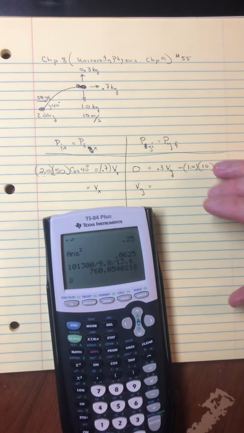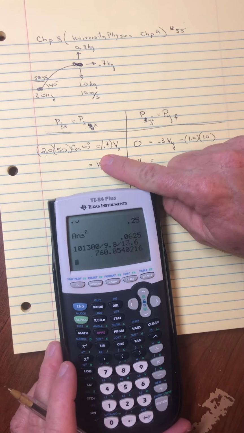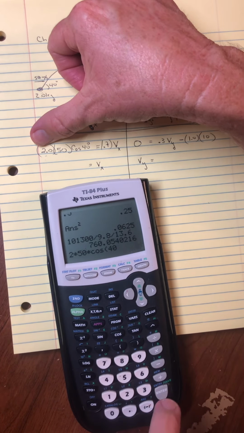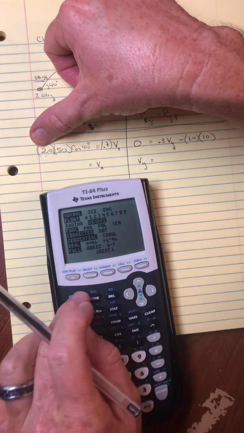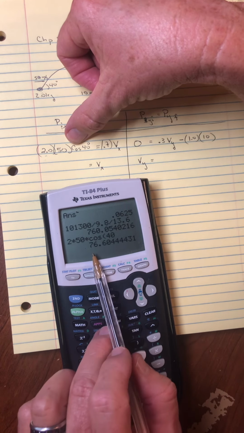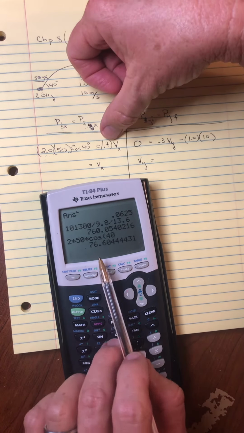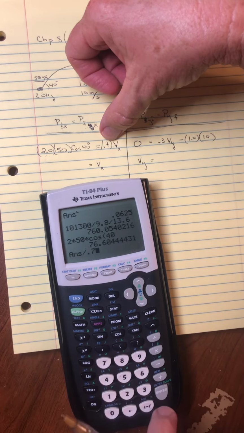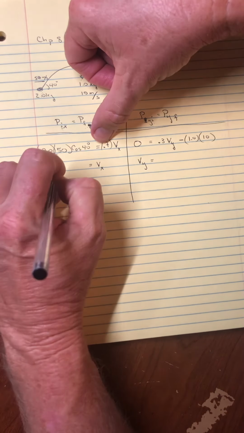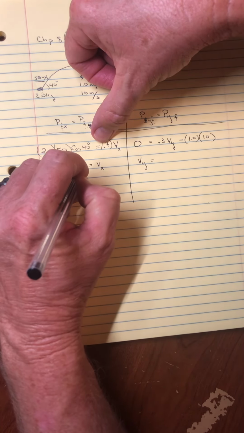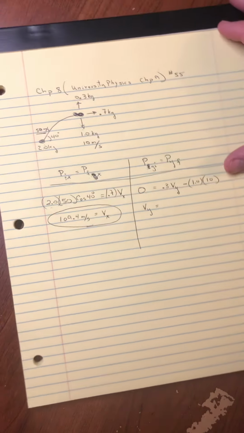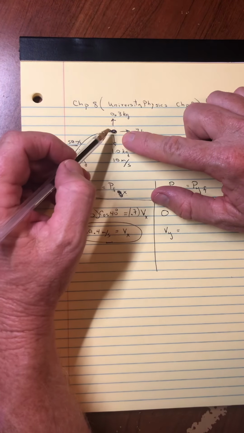Okay, so grabbing my calculator here, the horizontal piece would be, let's see, 2 times 50 times cosine of 40. I better check that I'm in degrees. Okay, I am. And so that is the momentum before the explosion in the X direction, and it has to remain that. So if we divide by 0.7, that 0.7 piece must be moving now with 109.4 meters per second.